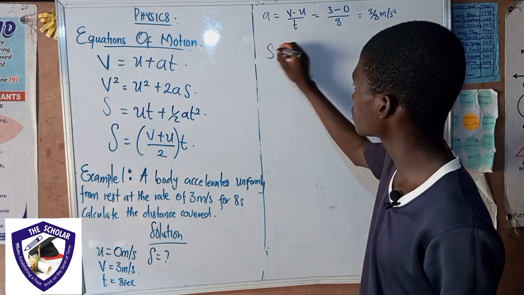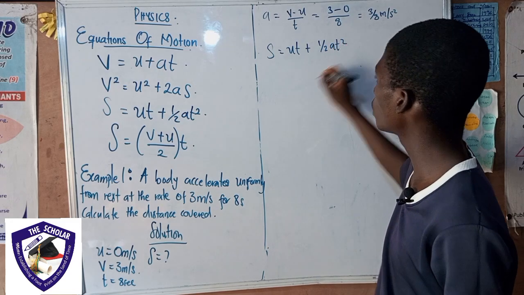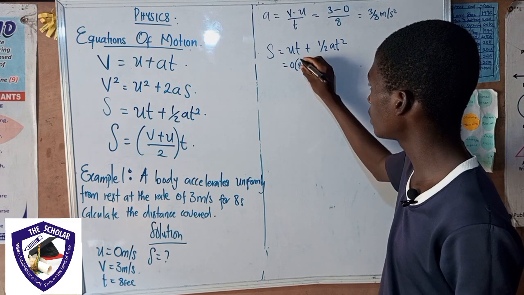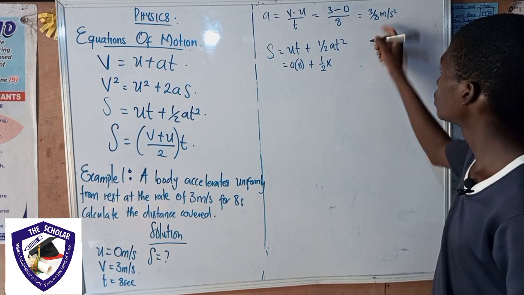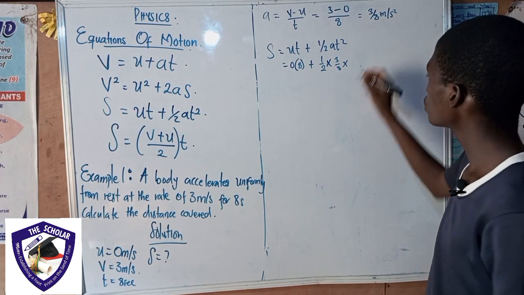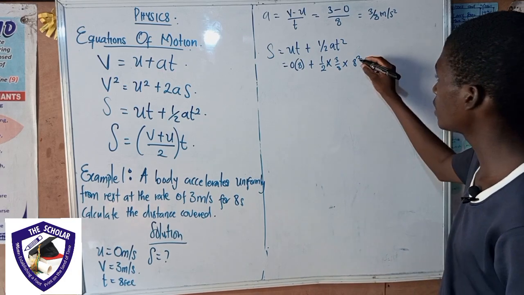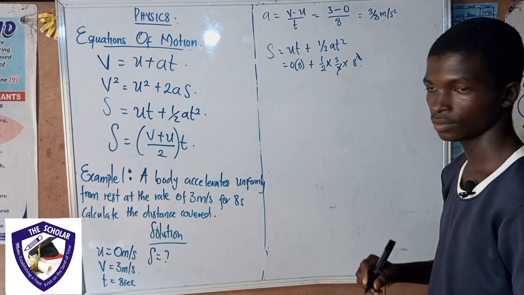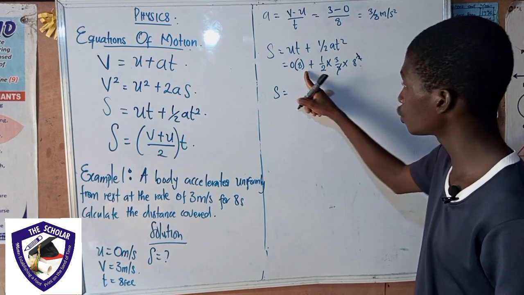Now if my s is equal to ut plus half at squared. Now what is my u? 0. So I have 0 times what is my time? 8, plus 1 over 2. What's my acceleration? 3 over 8 times what's my time? That's 8. So I have 8 squared. Are we getting this at all? Now 8 squared here means 8 times 8. So this eliminates this. So I have my s equal to 8 times 0. That's 0. That's gone.